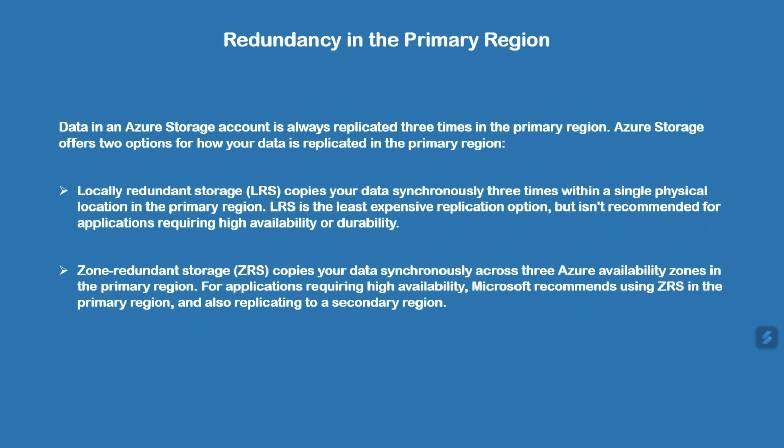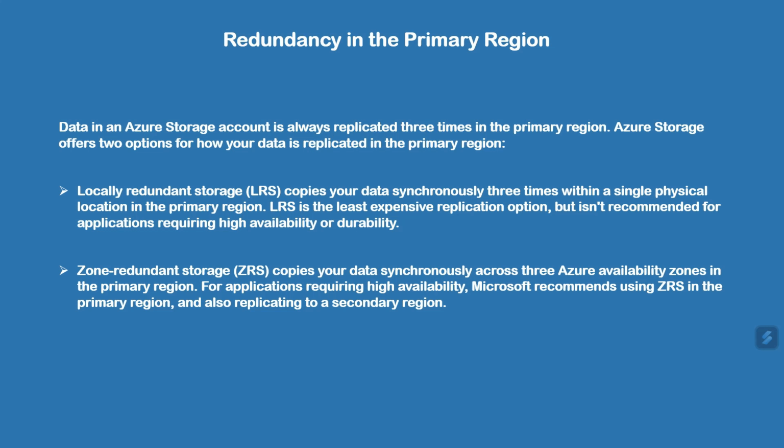Now, we will be speaking about redundancy in the primary region. By primary region, we mean that the data will hold its redundancy in one single region, and that will be the primary for it. There won't be a second region. Data in an Azure storage account is always replicated three times in the primary region. Azure Storage offers two options for how your data is replicated in the primary region. One is locally redundant storage, and the other is zone redundant storage.